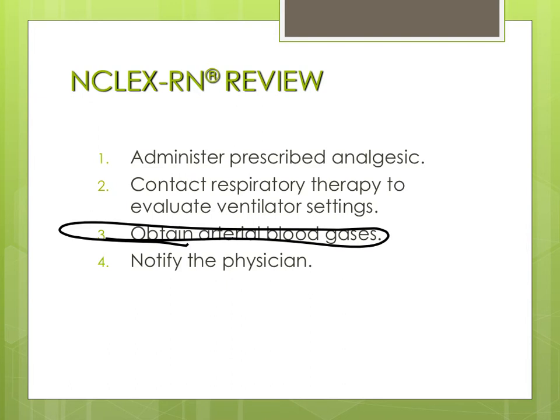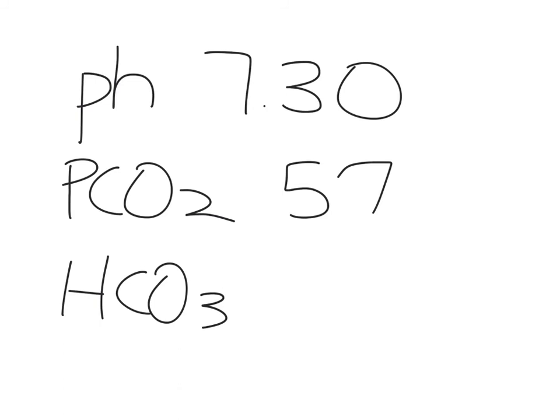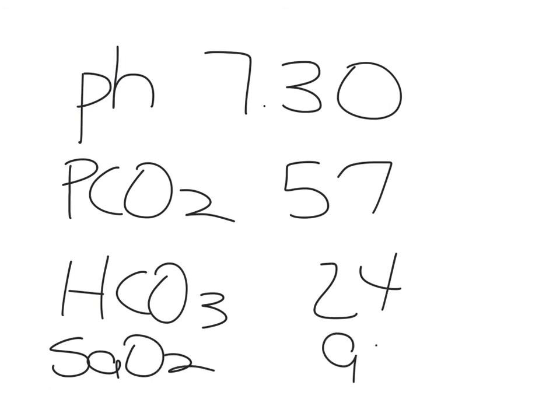All right, guys. I think I'm going to add a slide. Let me see if I can figure out how to add a slide. Okay, let me add a couple of blood gases. You guys can do them. Make them easy. pH 7.30, PCO2 57, bicarb 24, SaO2 90%. Take a minute and do this.